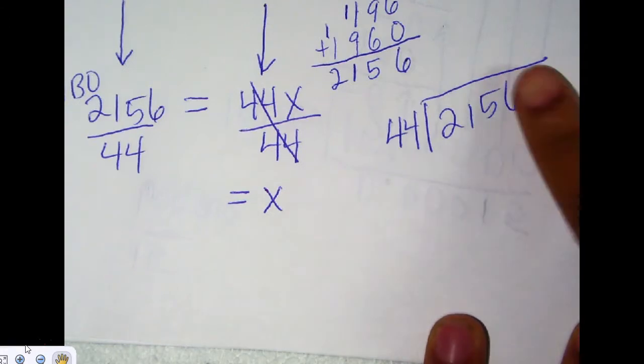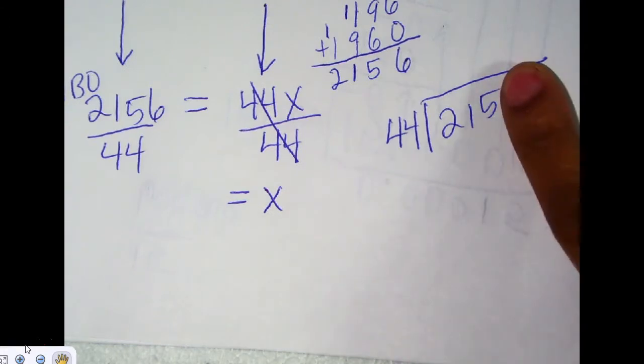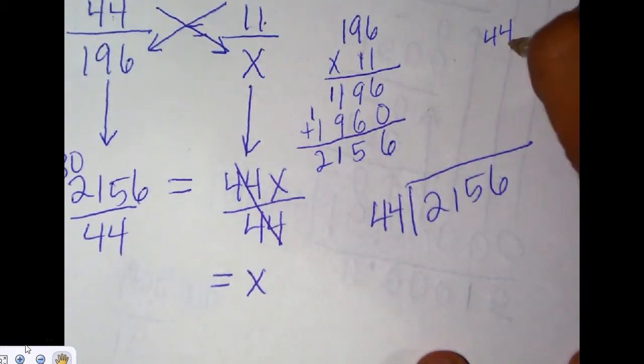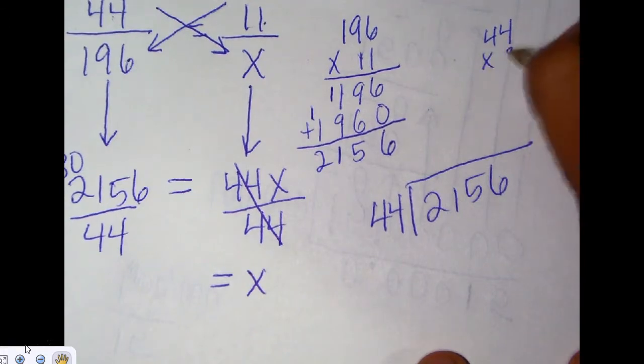And just take your time, okay? So we're going to figure out how many times 44 can go into 215. So we'll do some scratch work. I'm going to come up here. So let's try 44 times 3.